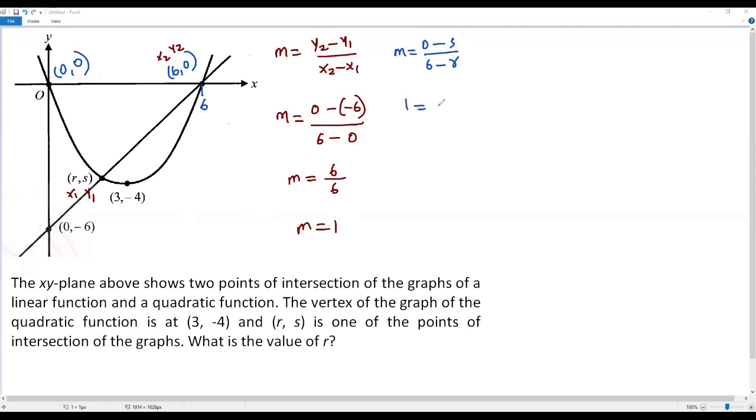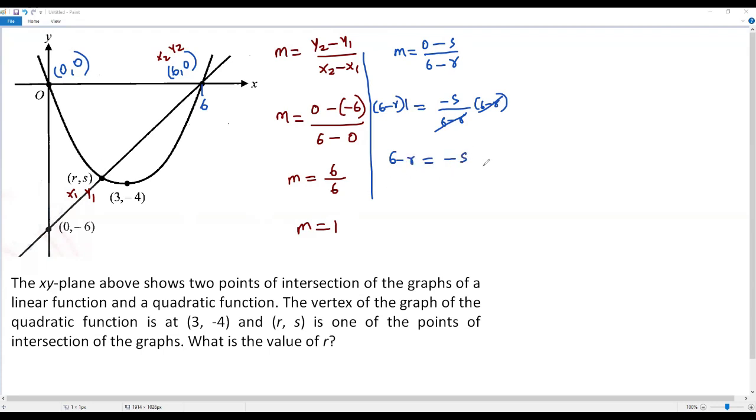Then I am getting 1 equals 0 minus s, which is negative s, over 6 minus r. Okay, now I can multiply both sides of this equation by 6 minus r to get rid of the denominator over here. Let me do it. 6 minus r over here, and here 6 minus r. Then this 6 minus r will cancel. 1 times 6 minus r is 6 minus r equals negative s.